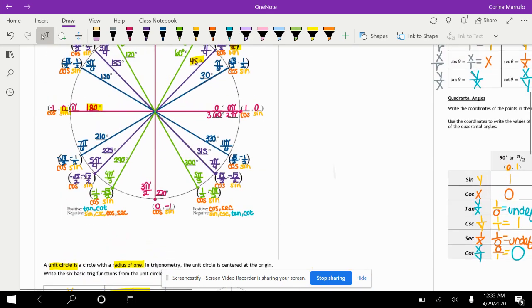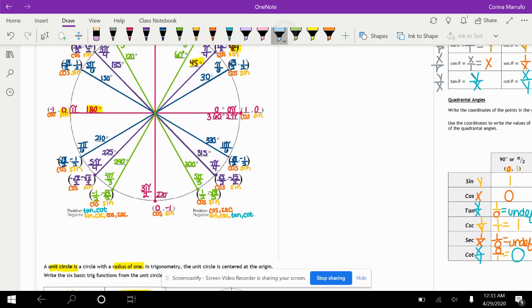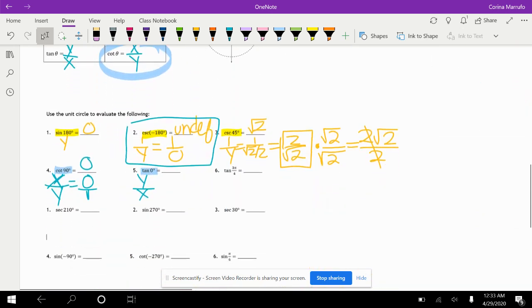So I'm going to move up. Here is 0 degrees, and I am looking at my x value and my y value. My x value is 1 and my y value is 0. So I plug that in here. My x value is 1 and my y value is 0. So 1 divided by 0, well, once again, we end up with a 0 in the denominator. When that happens, this is going to give you undefined.